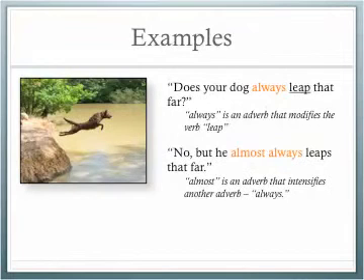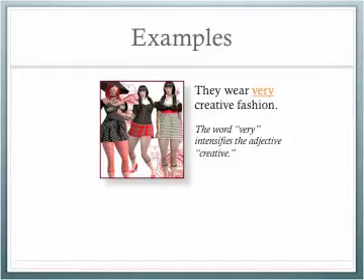Best way to see that is an example. Okay, does your dog always leap that far? Always is an adverb that modifies the verb leap. How often does he leap that way? Well, the question contains the word always. And the answer is no, but he almost always leaps that far. Almost is an adverb. It is intensifying or modifying the word always. Not always, almost always. It's making that adverb always more specific. Here's another example. They wear very creative fashion. The word very intensifies the adjective creative.